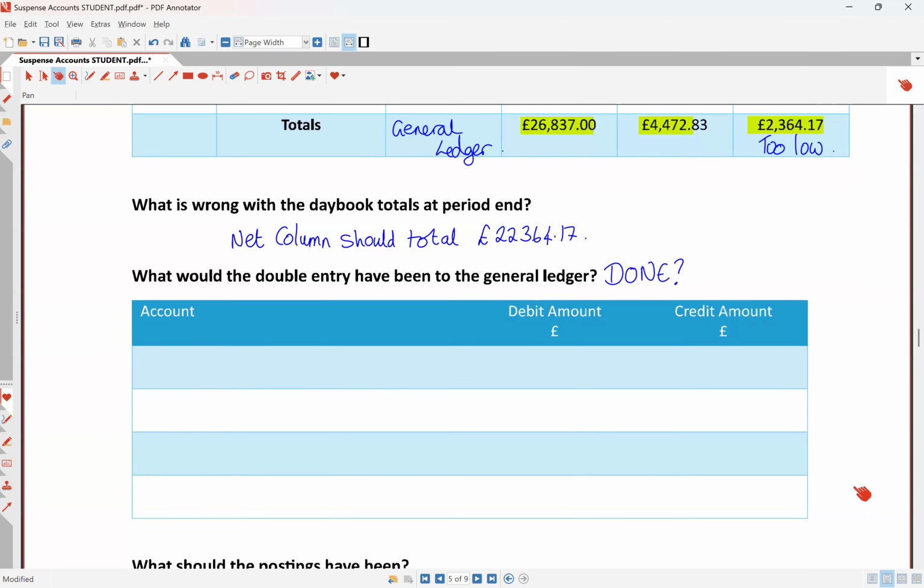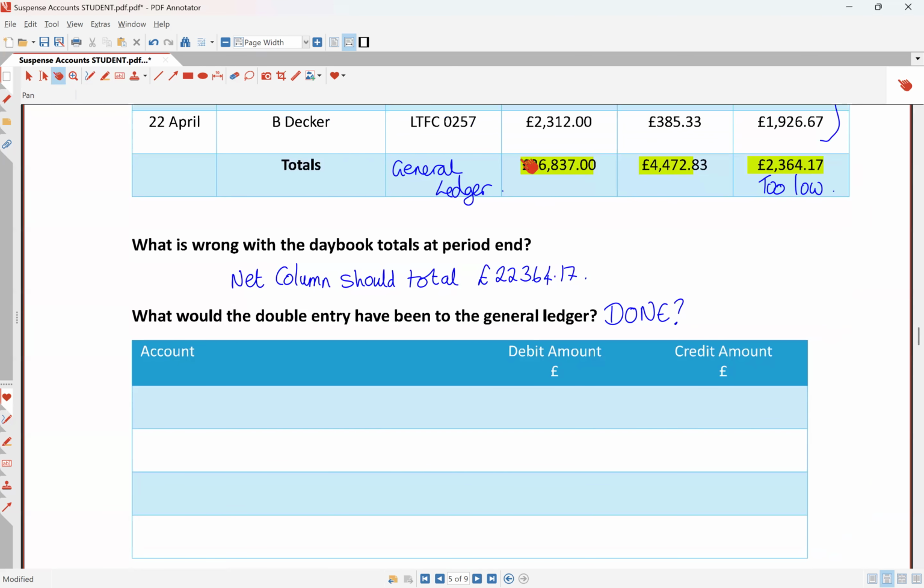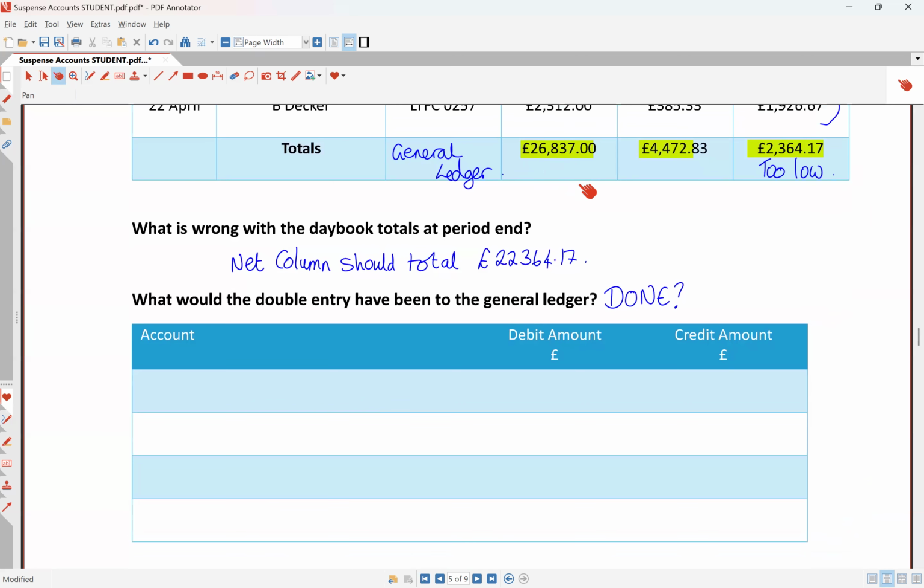So what have they done? Well, they've created an asset of 26,837. That's the amount the customers owe us. So in our receivables ledger control account, we've got a debit balance. Don't need a pound sign. There we go. We've got 26,837. So we debit receivables with that figure.